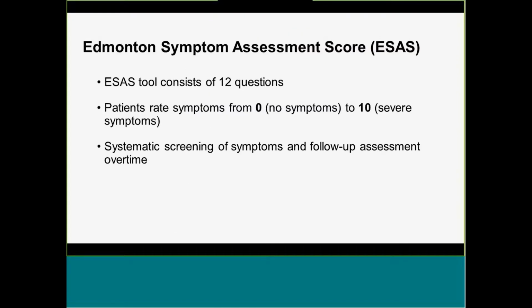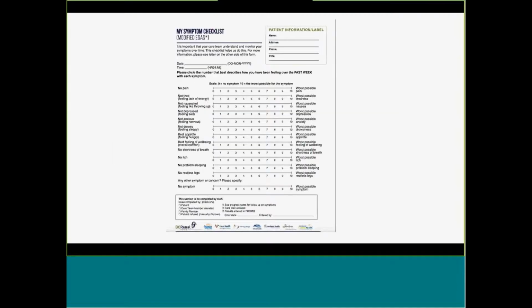So a little bit more about the ESAS tool. This tool consists of 12 questions. Patients rate their symptoms from 0, which is no symptoms, to 10, which is severe symptoms. So a score of 1 to 3 represents mild symptoms. A score of 4 to 6 represents moderate symptoms. And a score of 7 to 10 represents severe symptoms. So really what the tool allows for is systematic screening of the symptoms and then follow-up of these symptoms over time. So here is the ESAS tool that we use in the kidney care clinic.